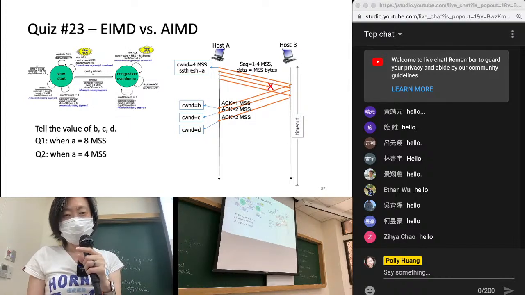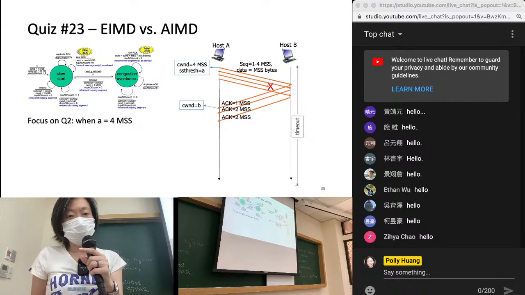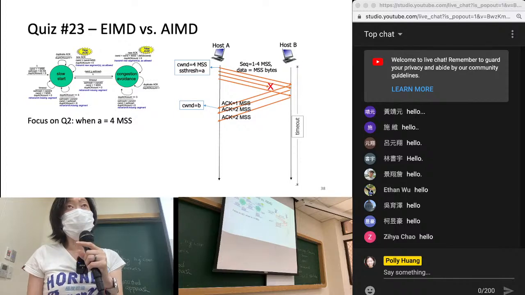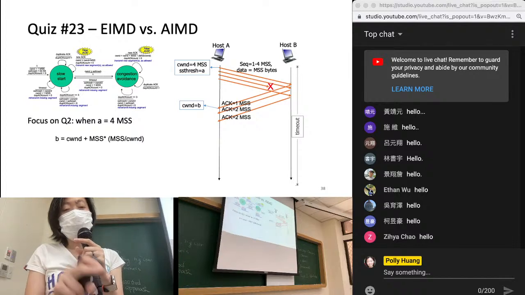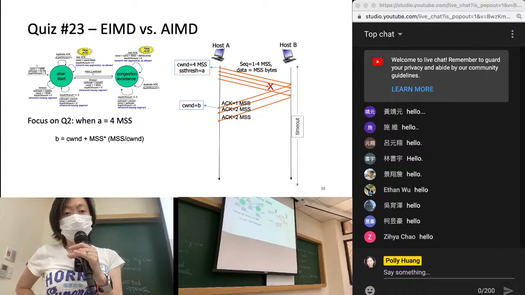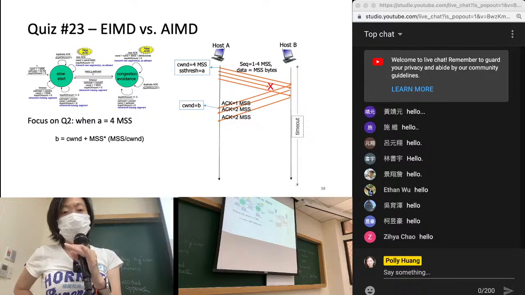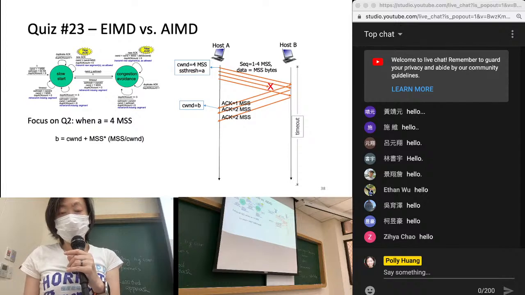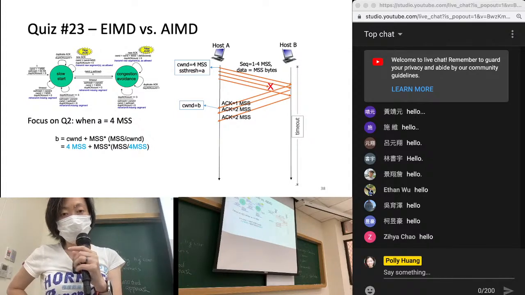Don't worry, because last week I kind of promised that I would make sure this is clear. So let's focus on Q2, where A is 4 MSS. Let's now calculate B. B should be this, right? Because we're now in congestion avoidance state. So congestion window size plus, according to the formula, MSS multiplied by MSS divided by CWND. Currently, CWND is 4, therefore we substitute CWND by 4 MSS.